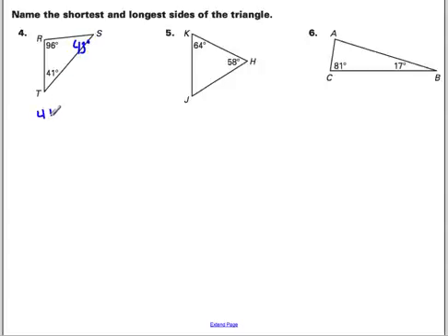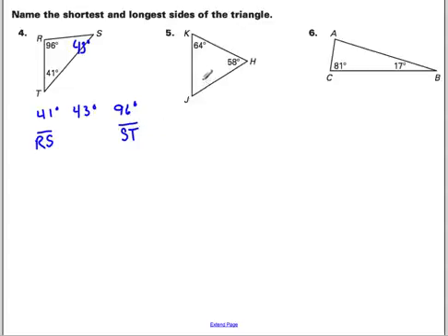What we'll do is we'll just put these angles in order. This is probably what I would do mentally. The side across from the 41 degrees, that would be RS, is going to be the smallest, or the shortest side. The one across from the 96, which is ST, is going to be the longest side.